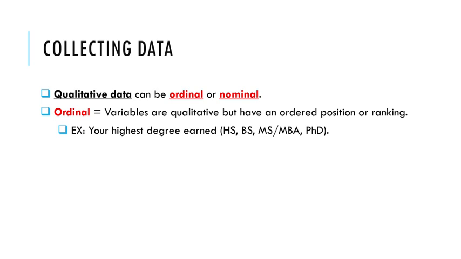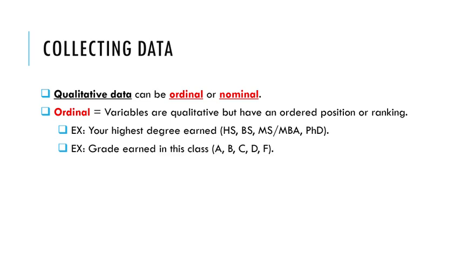For example, you might be asked to indicate the highest degree you've earned, and your choices are high school, bachelor's, master's, or MBA, they're lumped together, or PhD. All right, well, do we agree that there's an ordering there? We all agree that bachelor's is more education than high school, a master's or an MBA is more education than a bachelor's, and a PhD is more education than a master's. So there's a natural ordering there, making this an ordinal variable.